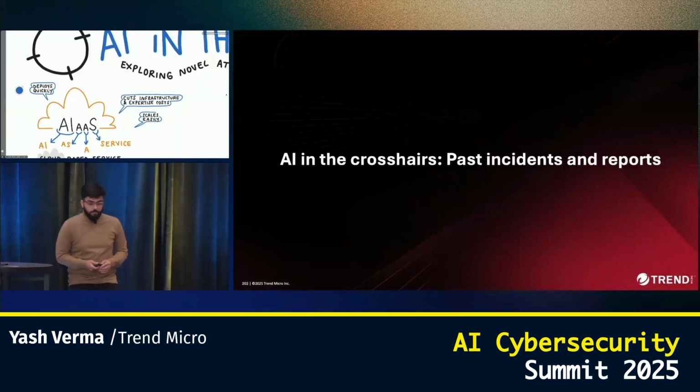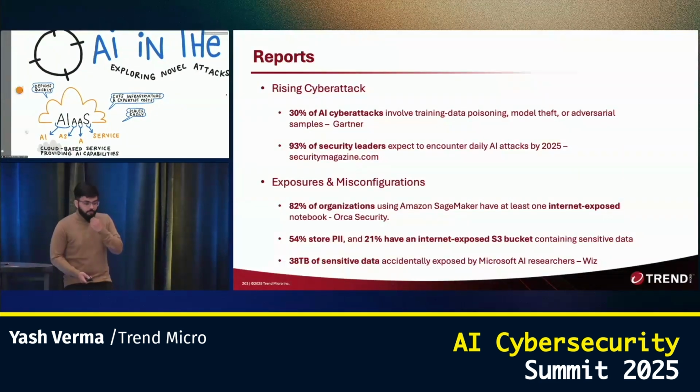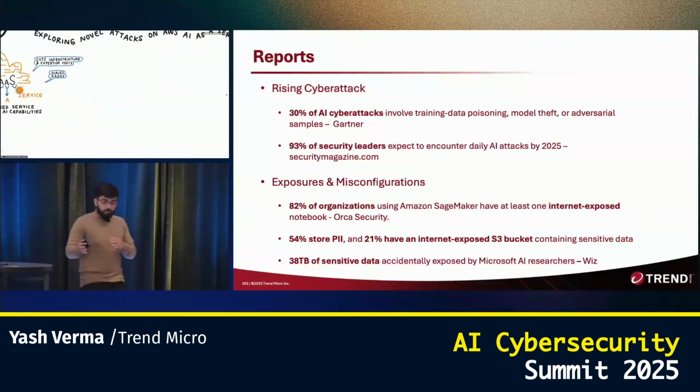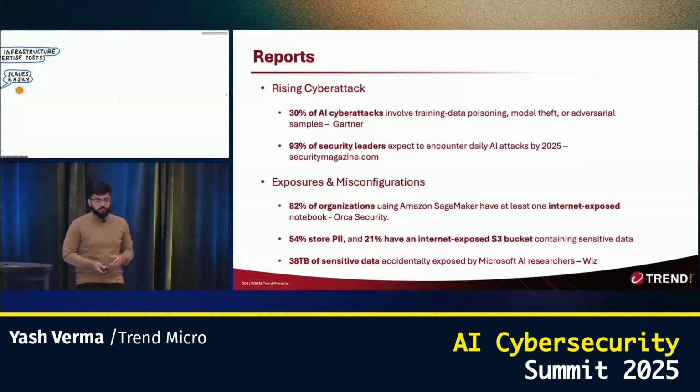Well, let's deep dive into the incidents and reports to establish the urgency of AI security here. Because of the rise of AI and AI as a service, you can see a rise in cyber attacks. 30% of these cyber attacks are mostly training data poisoning, model theft, and adversarial samples. And it's not something in the distant future: 93% of security leaders expect to encounter daily AI attacks by 2025. As I mentioned before, 30% of AI cyber attacks involve intrinsic AI attacks like training data poisoning. The rest of them actually involve exposures and misconfigurations.